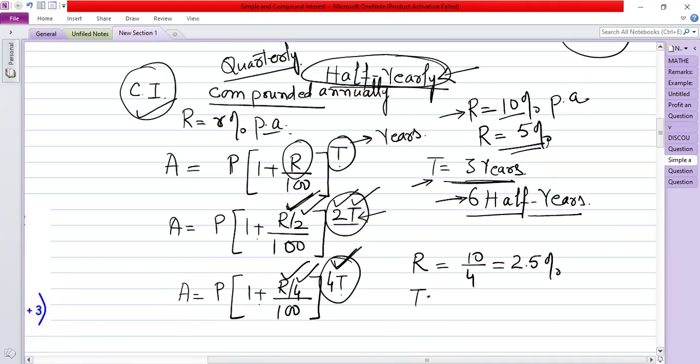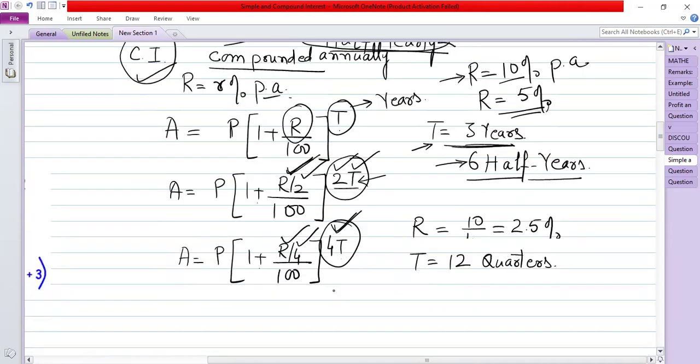And what about the time? Actually, in one year there are 4 quarters. In 3 years, there will be a total of 12 quarters. So obviously the formula will be like this: the amount will be nothing but P(1 + 2.5/100)^12. Okay, so these are the changes which we will make as per our situation.